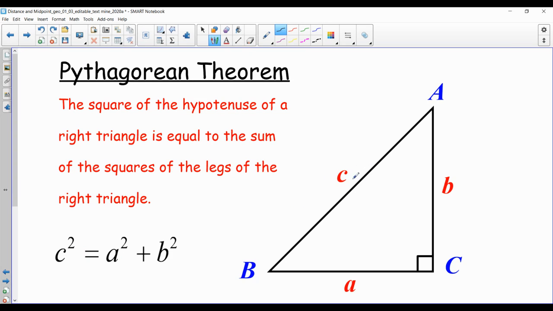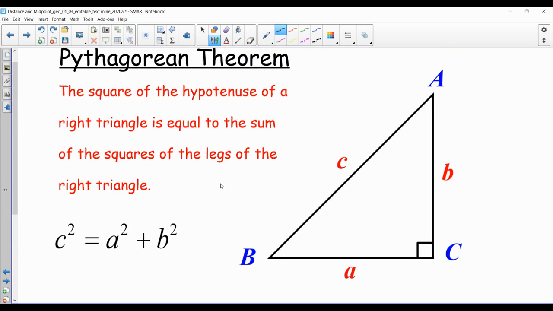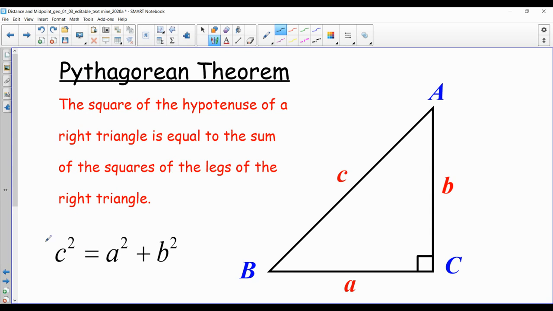The hypotenuse is opposite the right angle, so the square of the hypotenuse, c squared, is equal to the sum, added together, of the squares of the legs of the right triangle. That's all the Pythagorean theorem is, but these are the words that go with a squared plus b squared equals c squared. Now's the part where you're going to have to pay close attention.